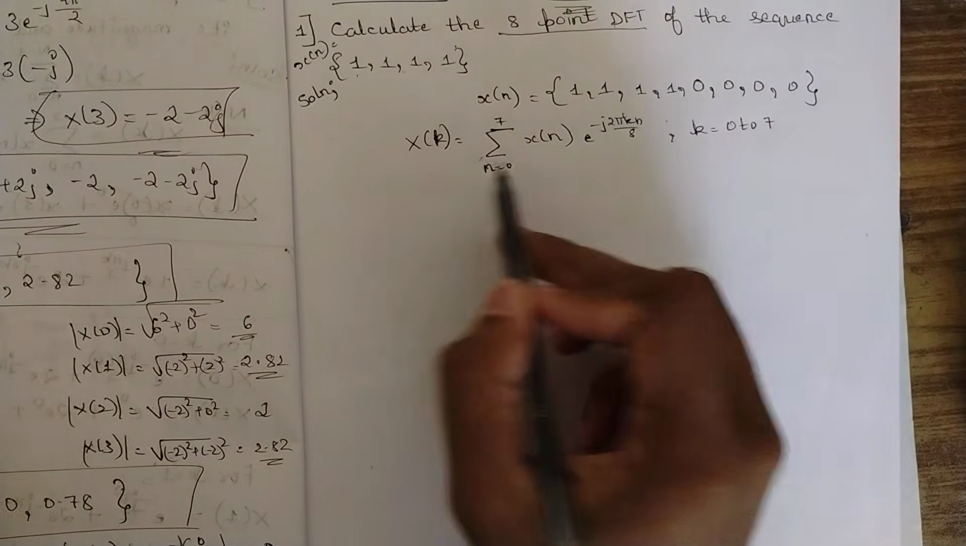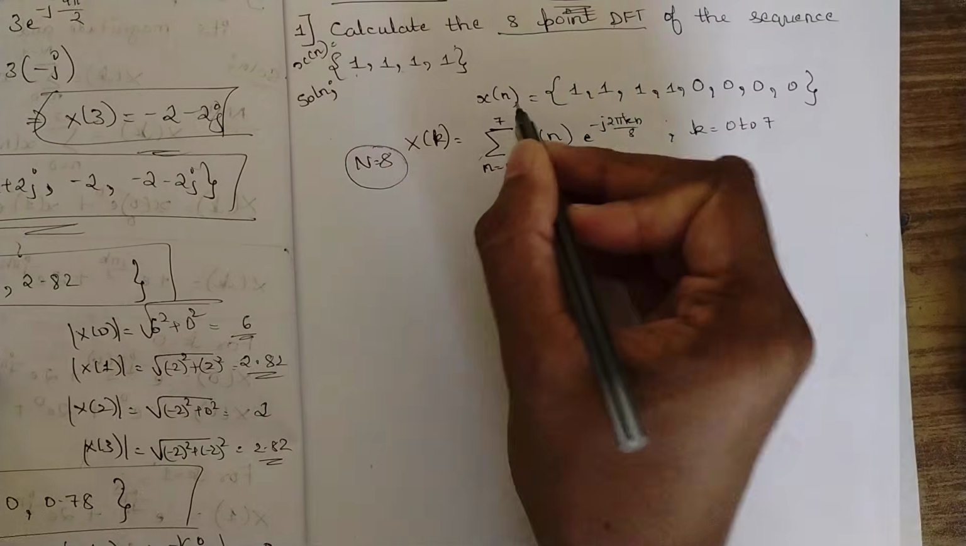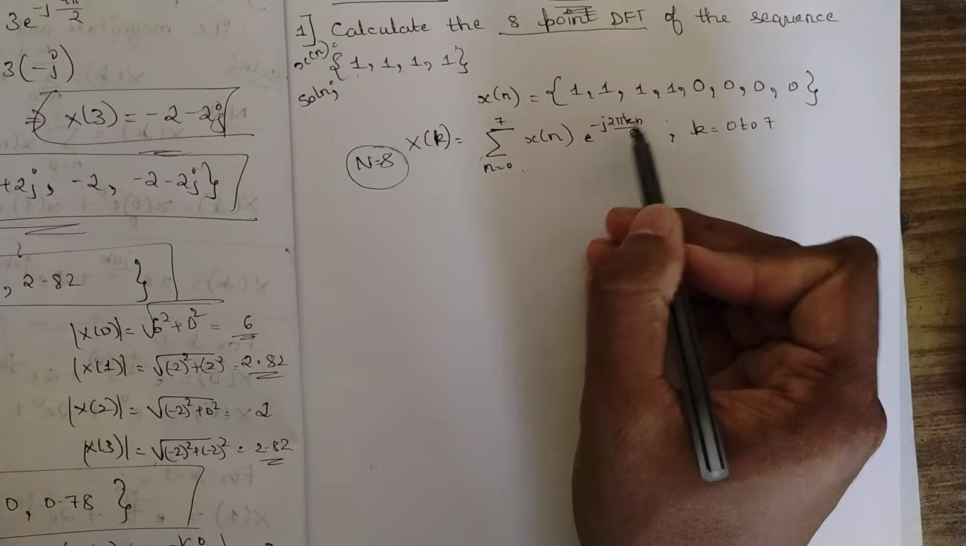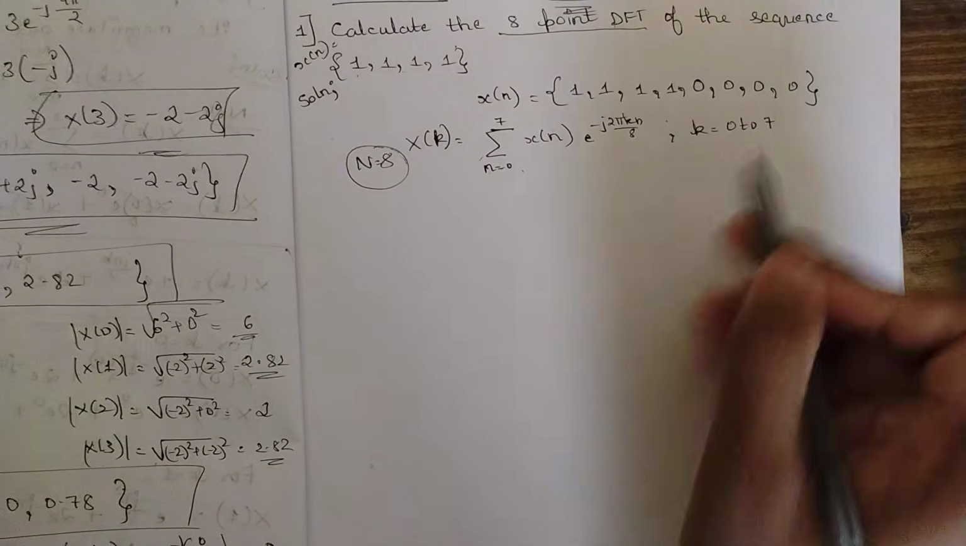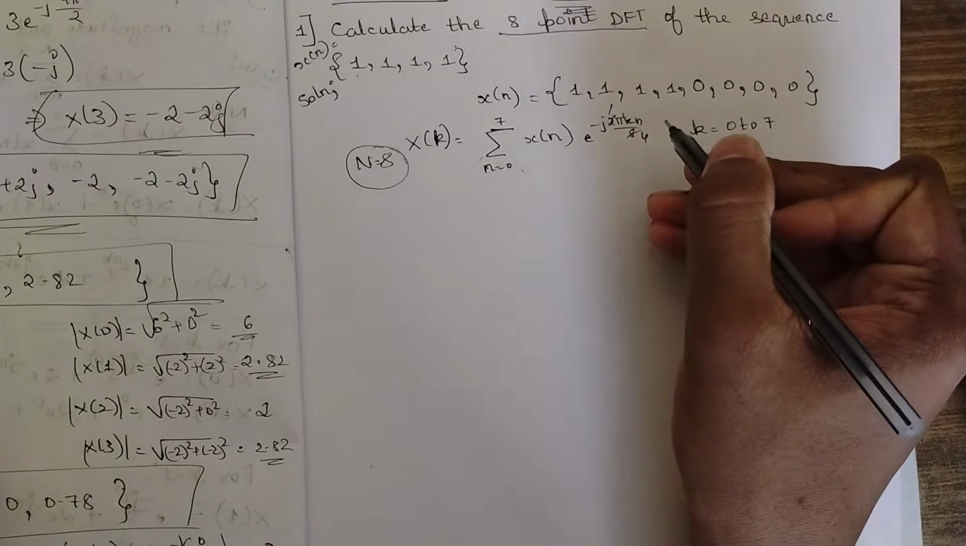So that is X of k, where n is equal to 0 to 7, since the value of N is 8. So that is N minus 1, that is 8 minus 1 is 7. X of n e power minus j 2 pi k n by 8, where k varies from 0 to 7. So here 2 1s are, 2 4s are.